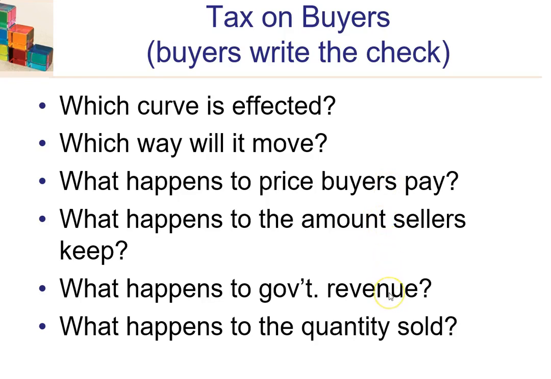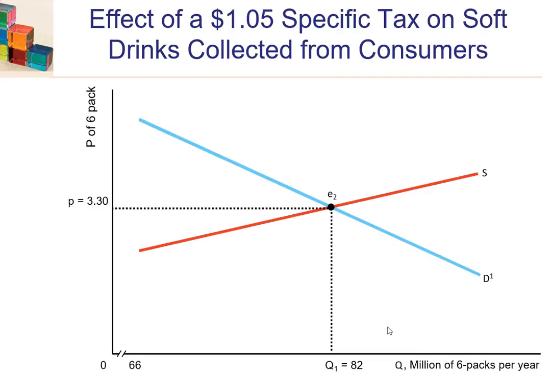What happens to the government revenue? Well, it goes up if you tax sodas. What happens to the quantity sold? We will sell fewer sodas in Philadelphia if we tax them. So let's go to the graph.